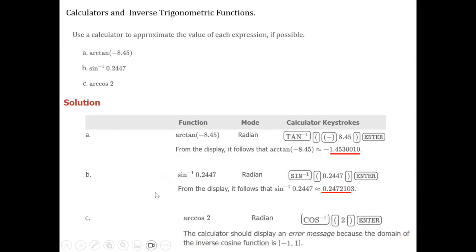Now for part C, if you enter the arc cosine of 2, guess what, guys, you're going to get an error message. And why is that? Because there's no such number that will be defined between -1 and 1. Remember, guys, 2 is not between -1 and 1. So that's why it's undefined. Every time that you get an error message, it means it's not part of your domain.